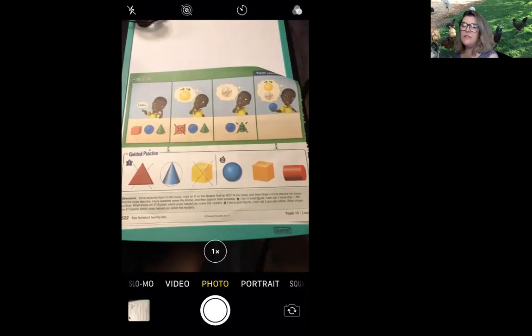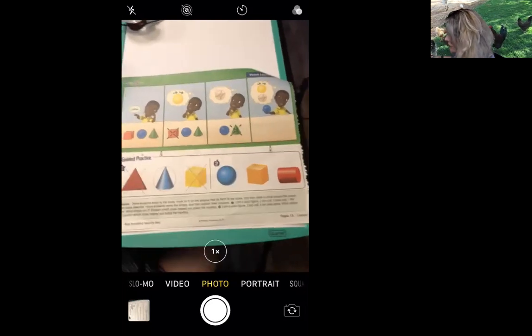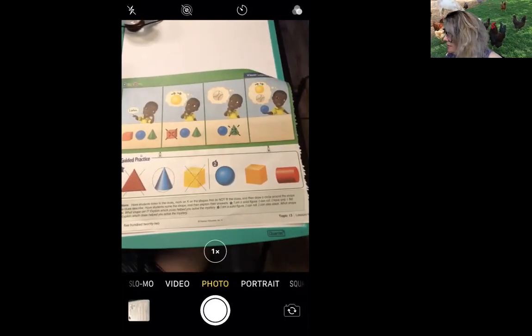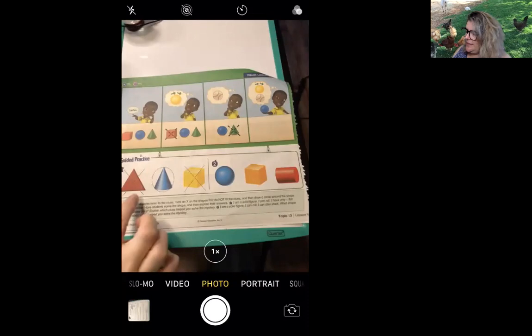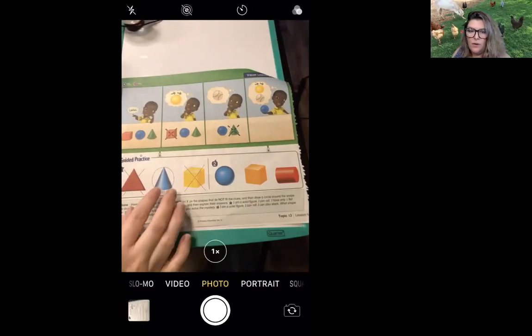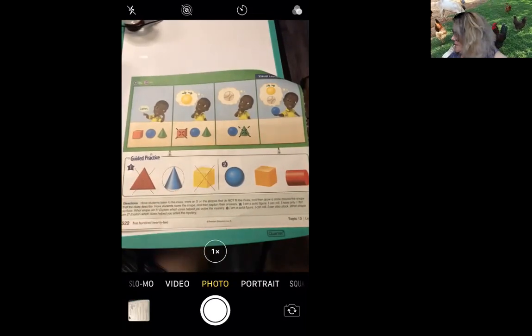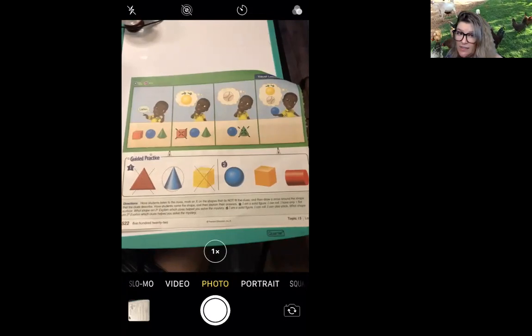Now, you're going to listen to the clues. You're going to put an X on the shapes that do not fit the clues. You're going to put a circle around the shapes that the clues describe. Okay, so let's try number 1. I'll read it, and then you can see how the author went ahead and marked their paper. Okay, so I am a solid figure.